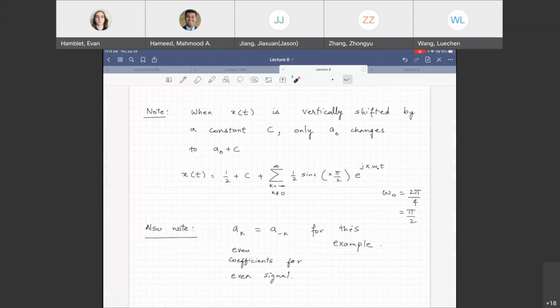Next, we talked about changing the DC term. When you move a signal up and down, say, add some constant C to it, the only thing that changes is A sub zero. A sub zero will get added with that offset that you added to the signal. All the others will remain as is. Right, we talked about that. A sub K is A minus K for this example. Even coefficients for even signal. Real coefficients. So, real and even signal, real and even coefficients.